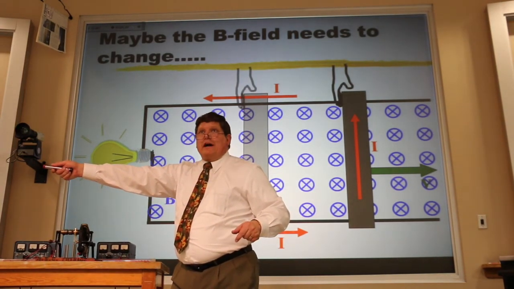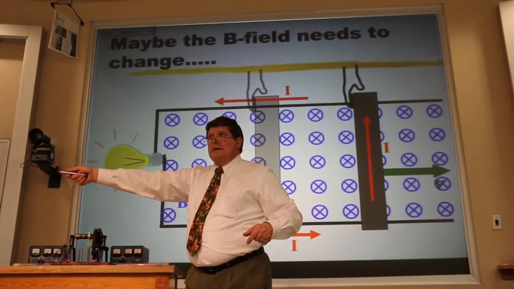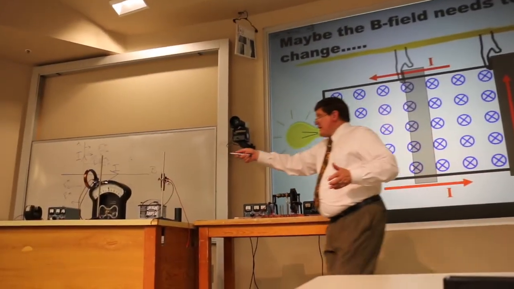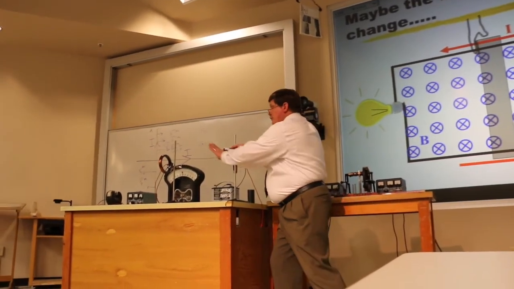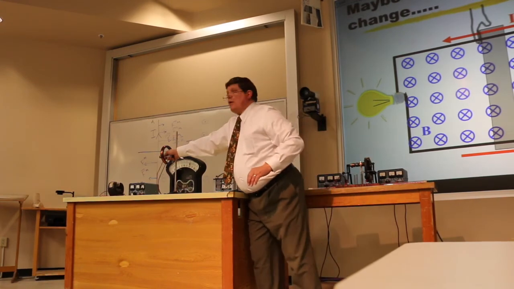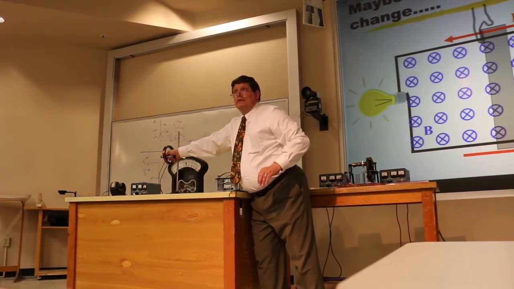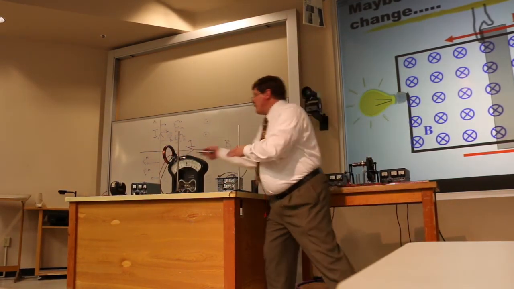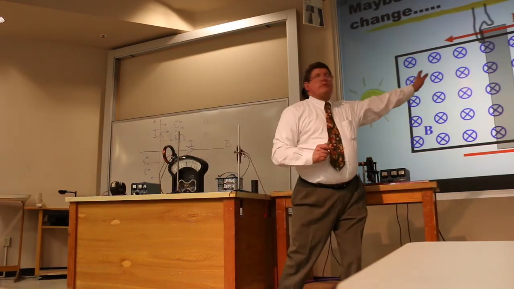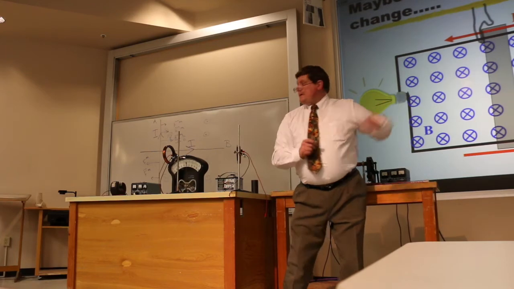How many of the field lines are going through that loop? Not many, maybe one. But as I get this closer, those field lines that are spreading out, more of them are getting through the loop. And now all of them are getting through the loop. I'm changing the number of field lines going through that loop.